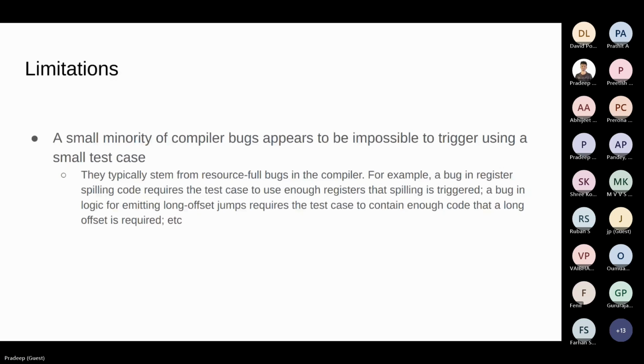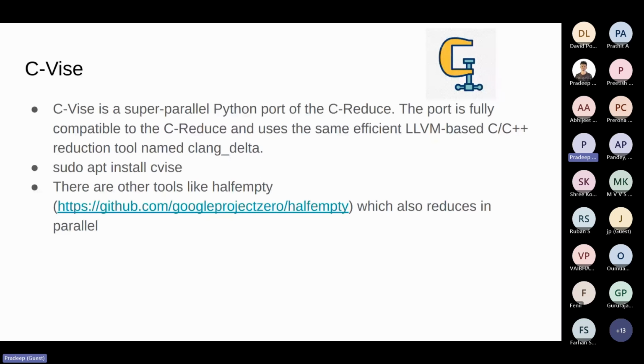So now going back to other programs that exist. C-Reduce was the initial tool that was developed by John Regehr's team at the University of Utah, and there are some other tools that spawned based on it. So CWise is a super parallel Python port of C-Reduce. The port is compatible with C-Reduce, so you can use it as a drop-in replacement for C-Reduce, and it uses the same efficient LLVM-based C++ reduction tool, Clang Delta.